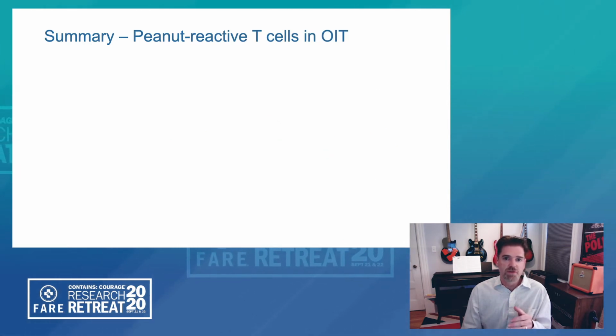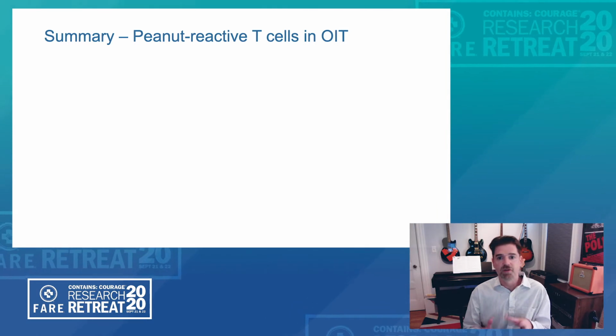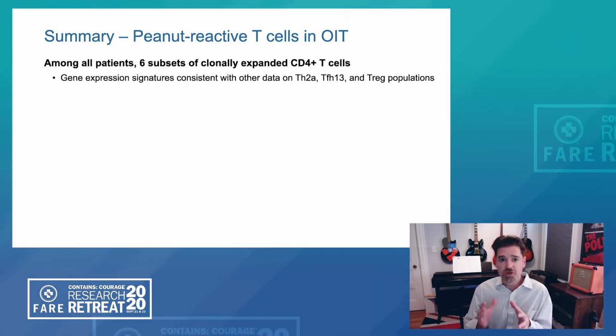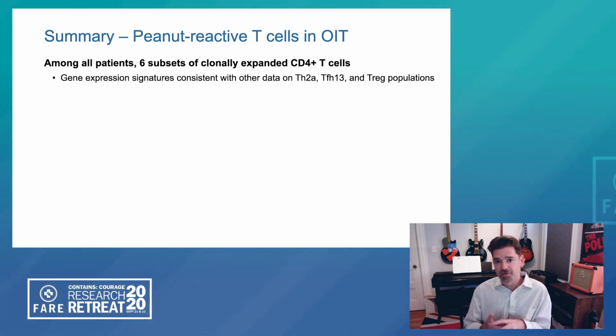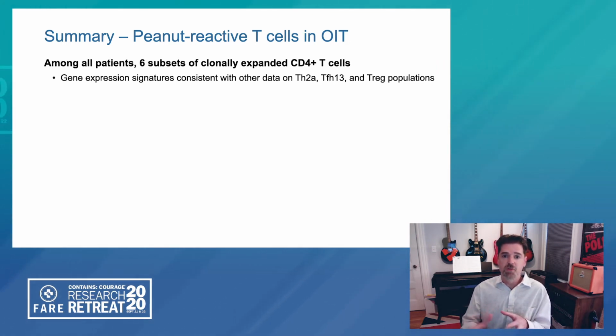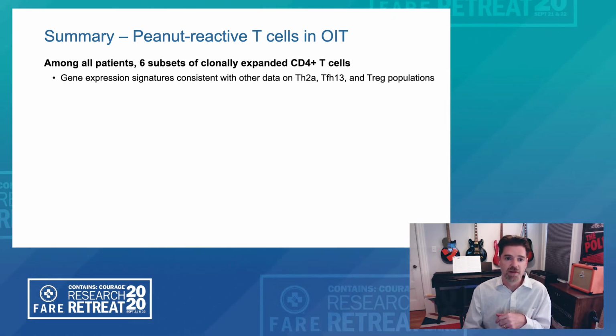So to summarize the peanut reactive T cell story here, using single cell sequencing to uncover information about the CD4 antigen reactive T cells, I've shown you that there are 6 subsets of cells that we've identified in this particular study, and that the gene expression signatures of those are consistent with other data that are present in the literature on Th2A, TFH13, and Treg populations. This is good in that it supports and suggests that in fact other studies are seeing similar kinds of behaviors in the populations of cells during the course of OIT.